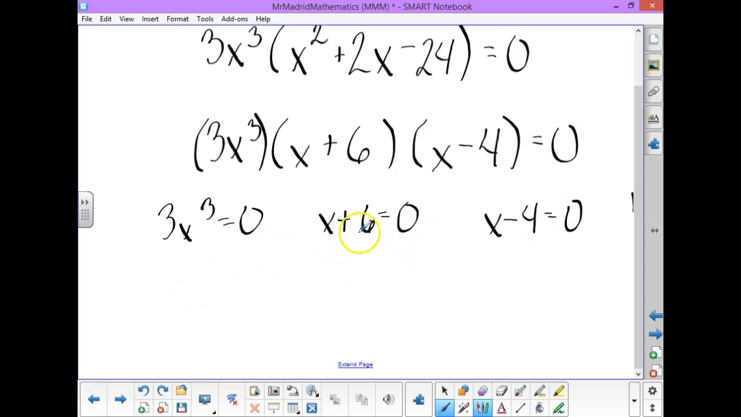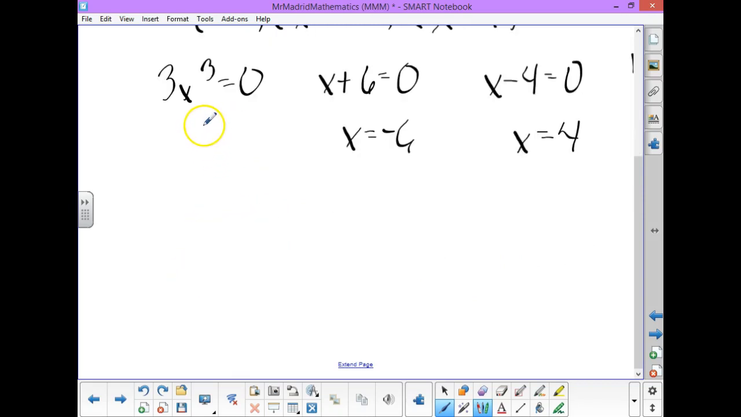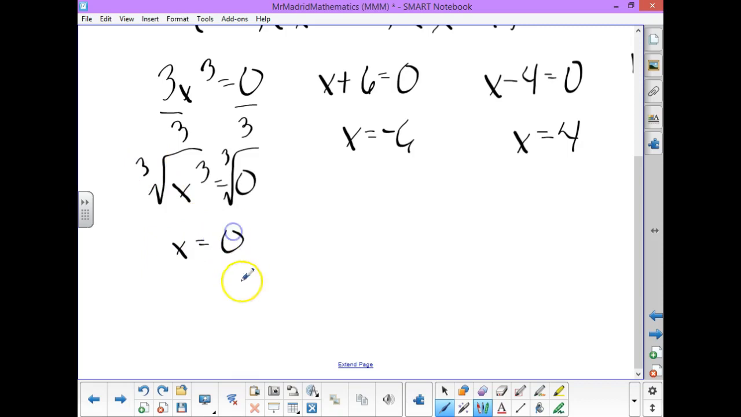Alright, let's do these two, which are a lot simpler. You're going to subtract 6, and x equals negative 6. You're going to add 4, x equals 4. And with this one, let's go ahead and solve for x. The first thing you want to jump at is the opportunity to divide by 3, which leaves us x cubed equals 0. And the next thing you want to do is apply familiar knowledge, which is that the opposite of a square is a square root. Therefore, the opposite of a cube is a cube root. So we're left with x equals 0.